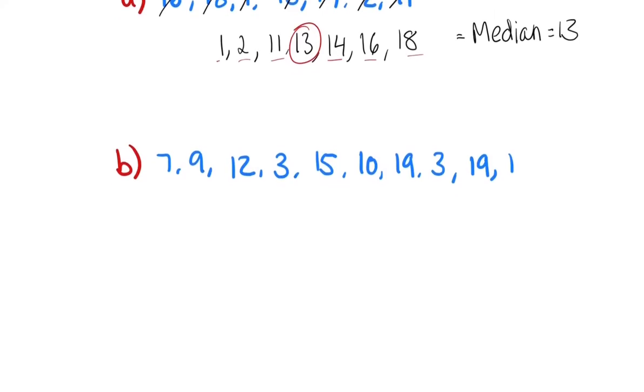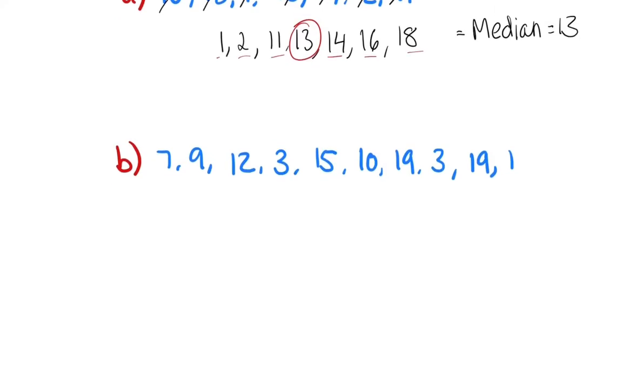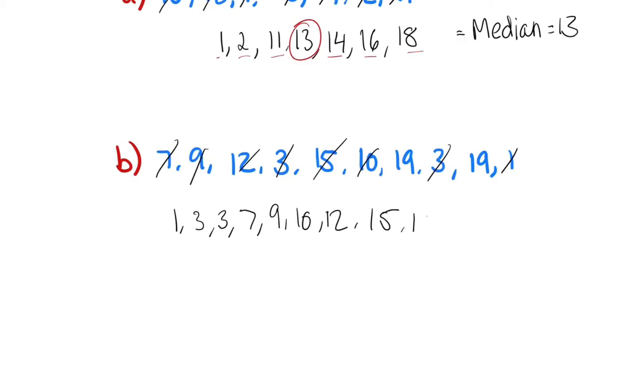Okay, so let's go on to our second example. So once again, we're going to start with ordering them from smallest to largest. So I've got 1, 3, there's 2 3s, okay, then I think 7, then 9, 10, 12, 15, 19, and 19. Okay, so ordered, awesome.